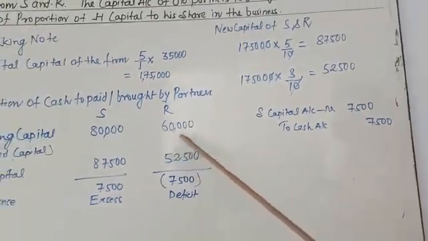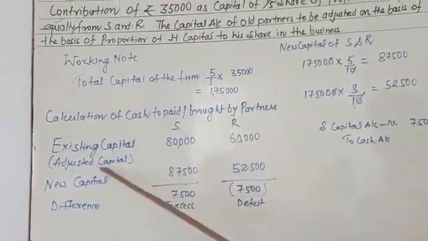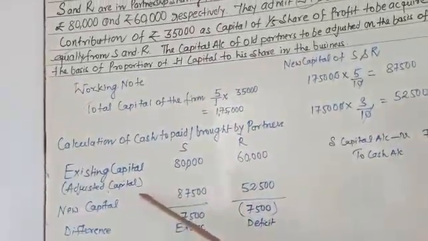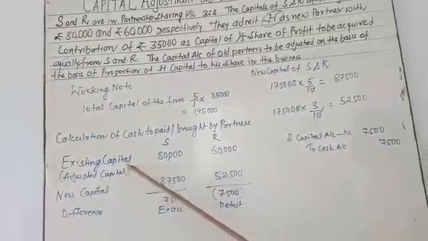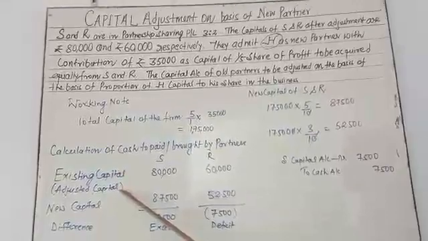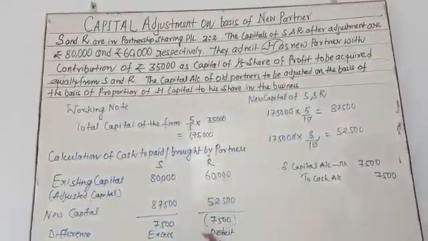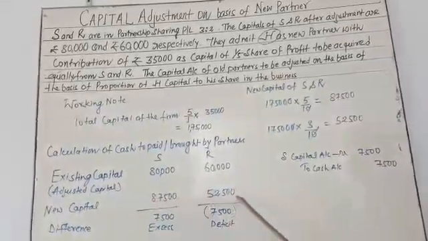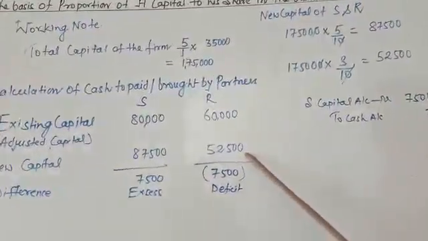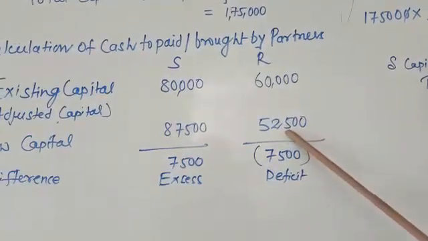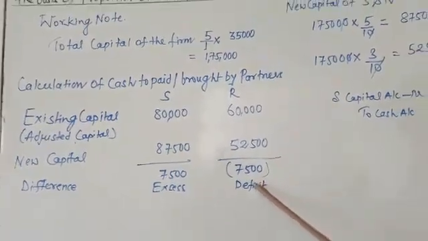Okay. Next, come to the situation of R. R's existing capital is 60,000. That is called adjusted capital. We can also say adjusted capital or existing capital. In a long question, this adjusted capital is calculated with the help of the revaluation account and partners' capital account. So R's existing capital is 60,000, but the new capital of R is 52,500.